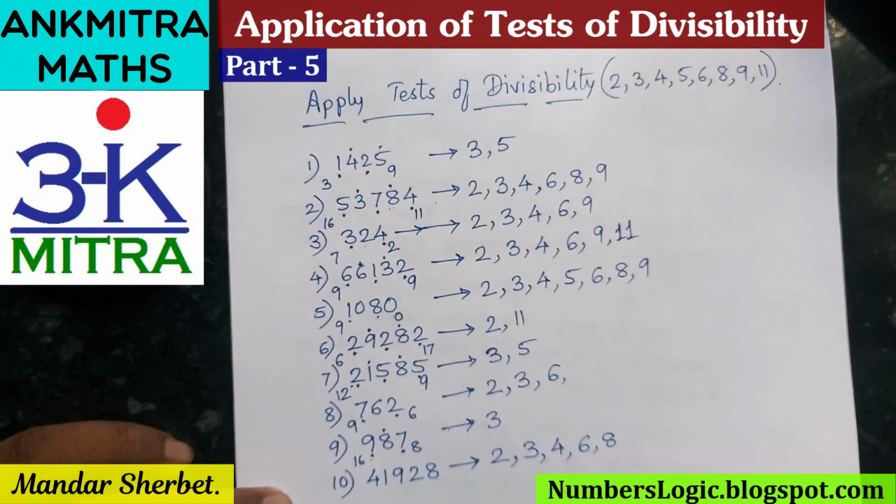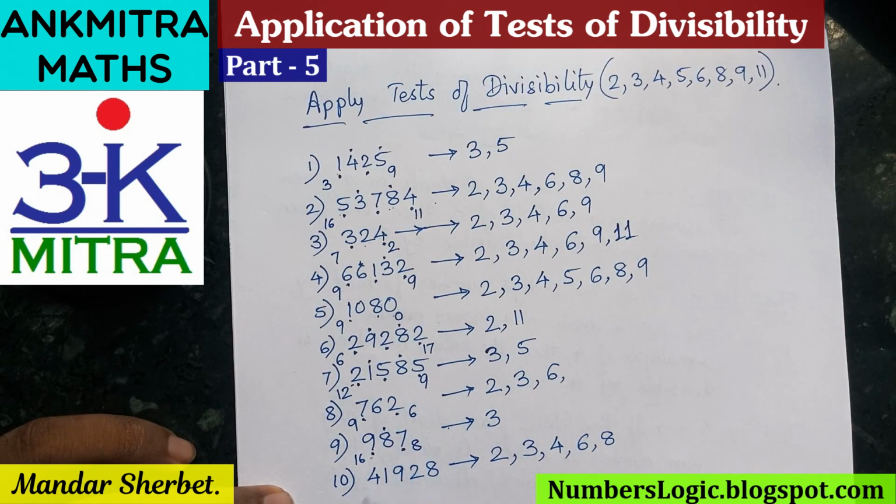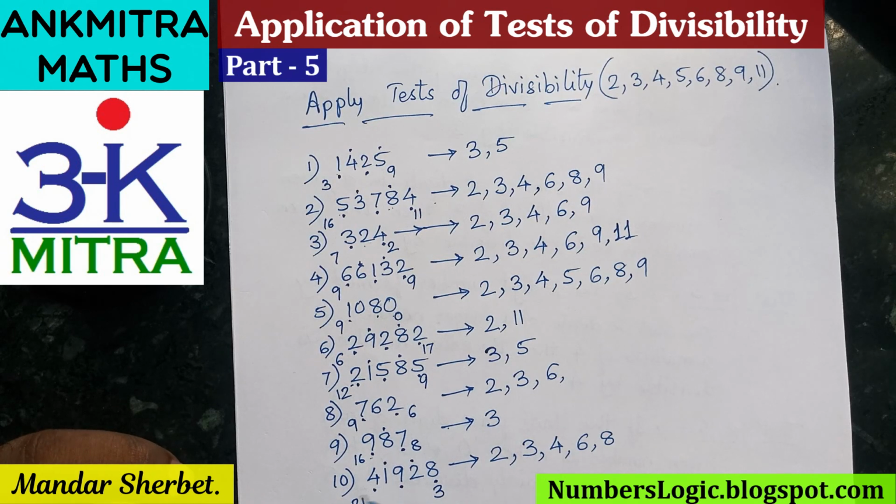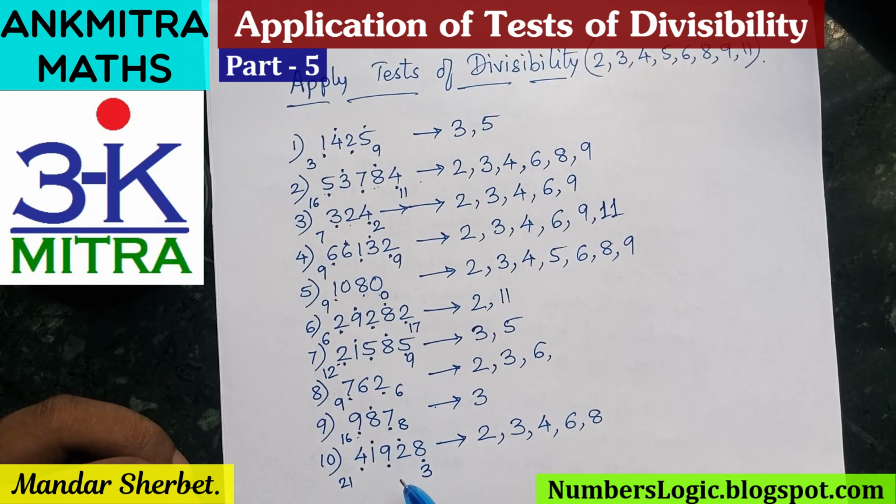And for the last number now, the first pair of numbers is 4, 9 and 8. So 4 plus 9 is 13. 13 plus 8 is 21. And the other pair has 1 and 2. Okay, only these two numbers. So 1 plus 2 is 3. So the difference between 21 and 3 is 18. So this number will also not be divisible by 11.